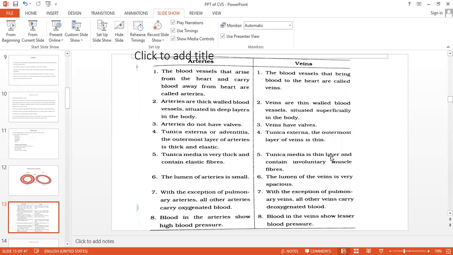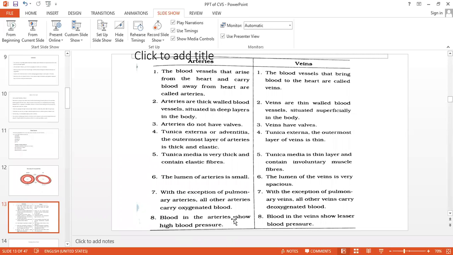Deoxygenated blood. But here the pulmonary veins carry the oxygenated blood, because these pulmonary veins are coming from the lungs when it is oxygenated and then comes into the left auricle. These are carrying oxygenated blood, only the pulmonary veins. The exception is there. You remember this one. Keep it in your mind.